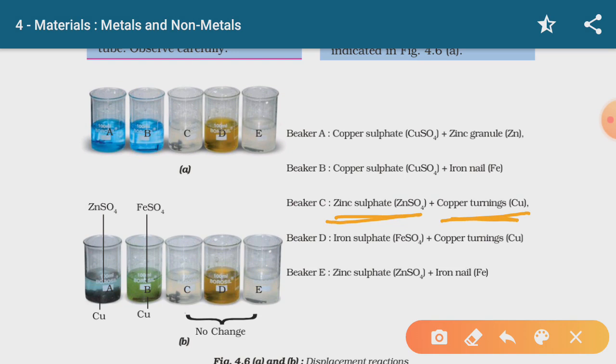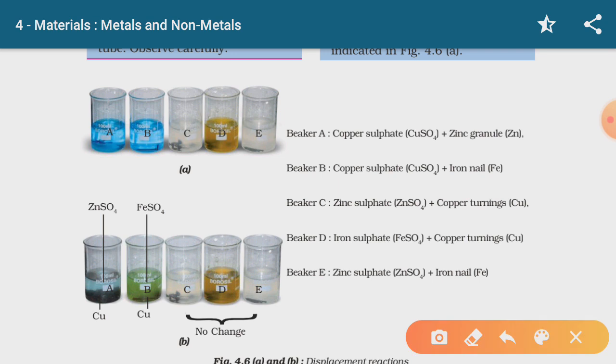So now which one is more reactive, copper or zinc? Which one is more reactive? Obviously zinc is more reactive. So copper won't be able to act on the zinc and it won't be able to displace it. So you can see here in the last 3 there is no change.